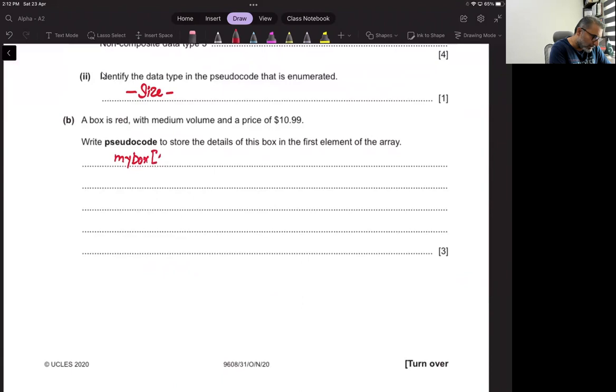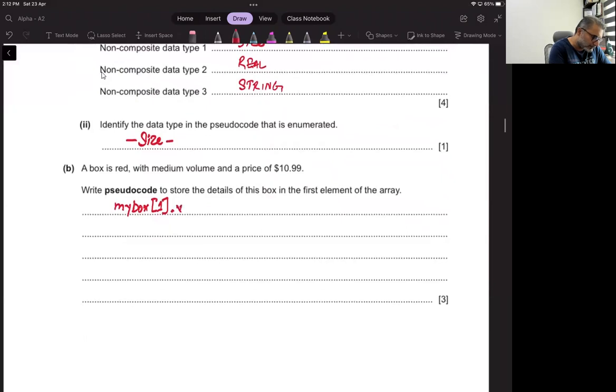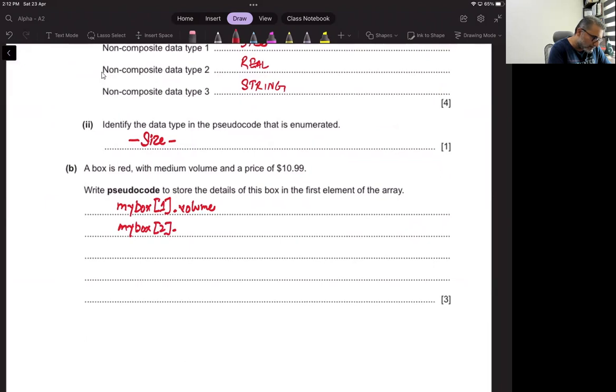My box 1 dot, we have volume, price, color. Volume. My box 2 dot price. My box 1 dot color.